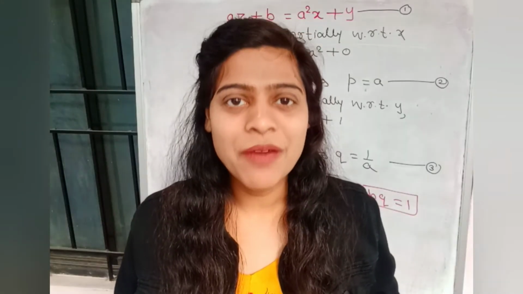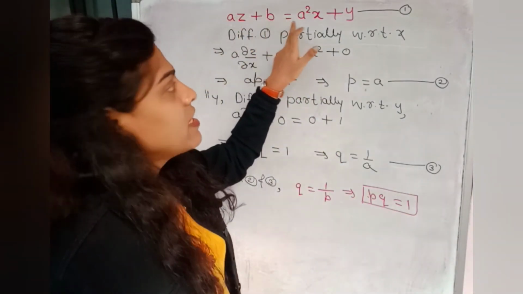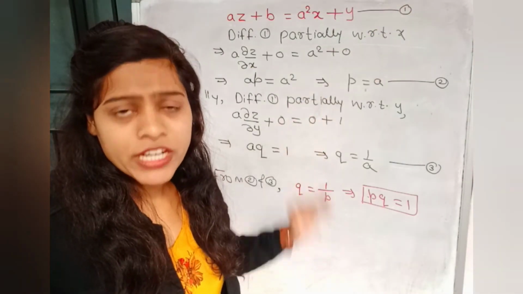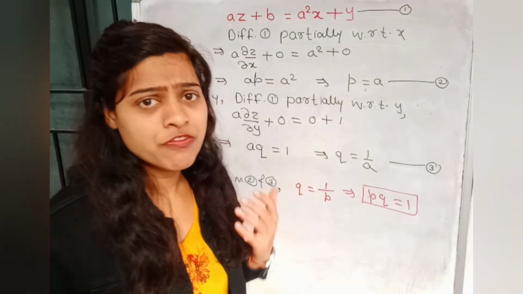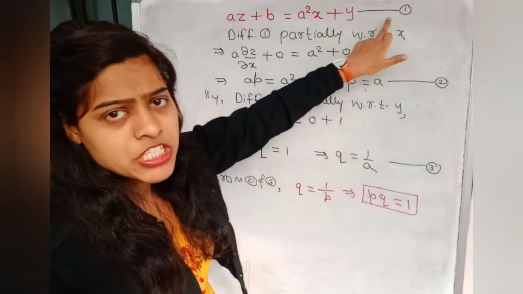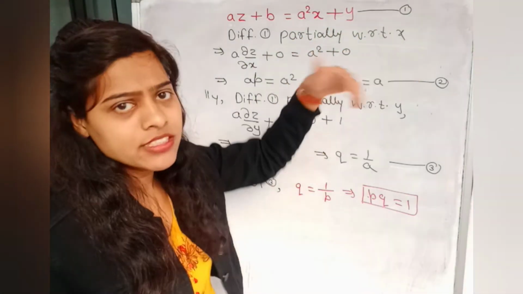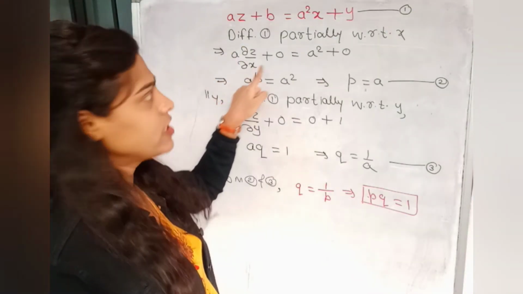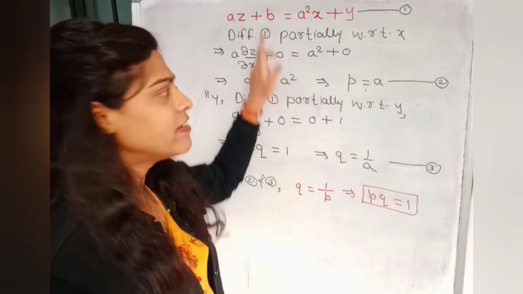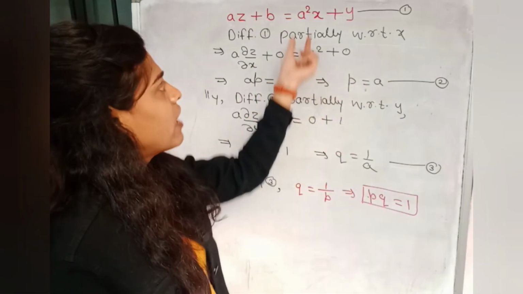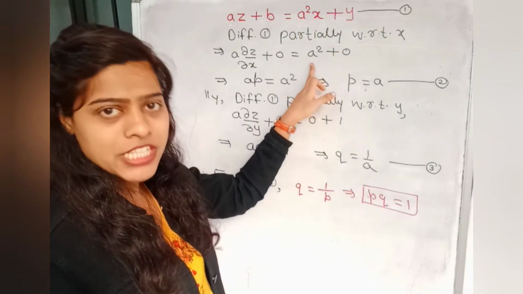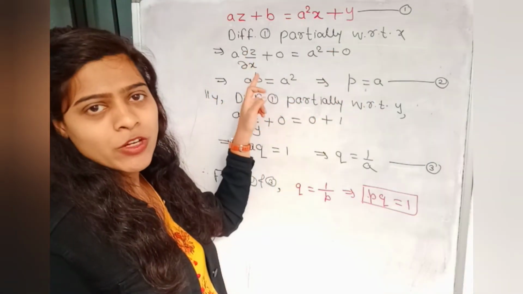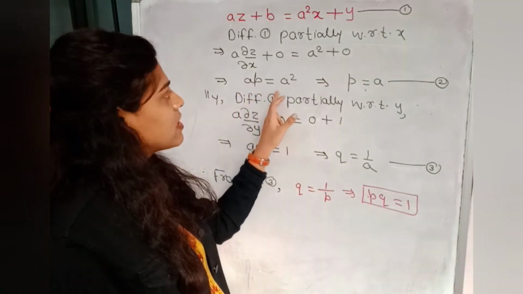Now consider the last example, that is a into z plus b is equal to a square x plus y. We denote this example as equation number 1. To find its partial differential equation, firstly we differentiate equation number 1 partially with respect to x. Then on the LHS we have a as it is, into dou z by dou x, plus b is a constant, its derivative is 0. On the RHS we have a square into x, so its derivative is a square plus 0. So that implies a into p, where dou z by dou x is replaced by small p, that is ap is equal to a square.